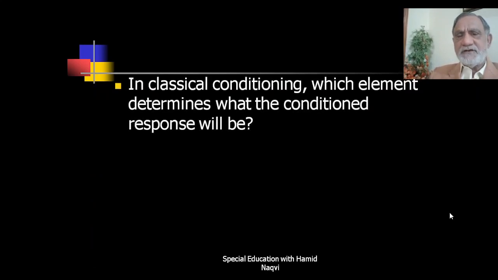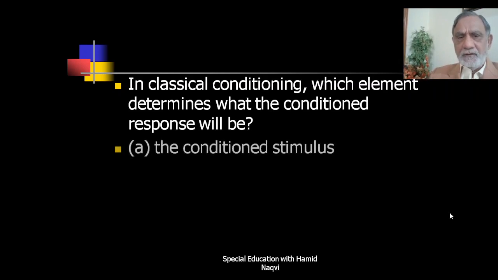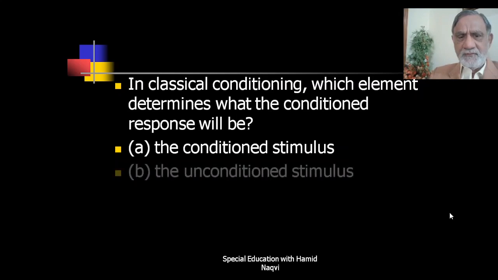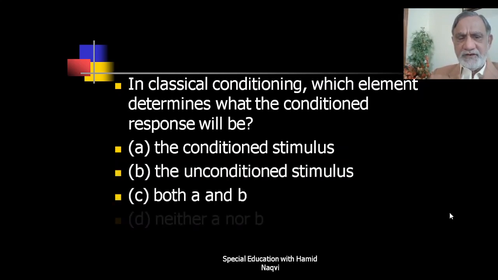In classical conditioning, which element determines what the conditioned response will be? The conditioned stimulus, the unconditioned stimulus, both A and B, or neither A nor B. Correct answer is B, that is the unconditioned stimulus.